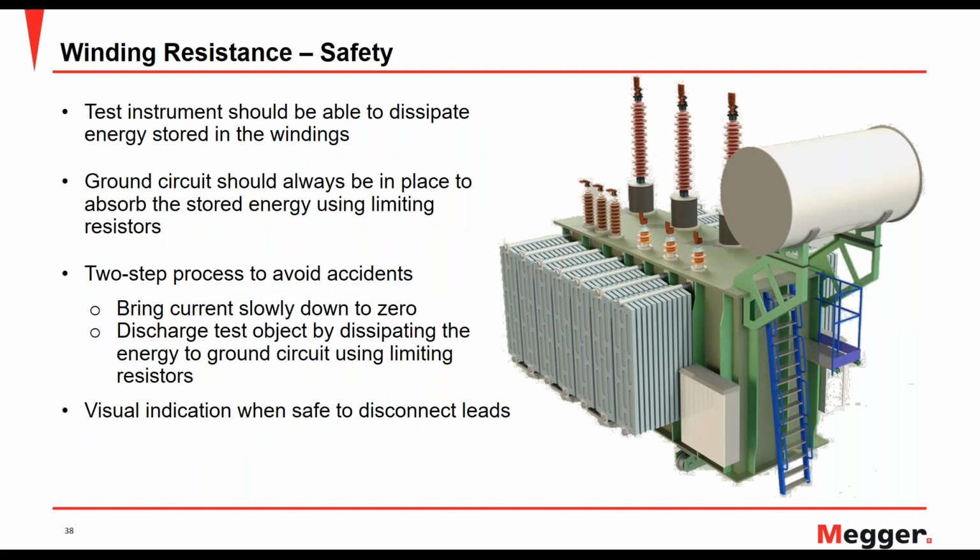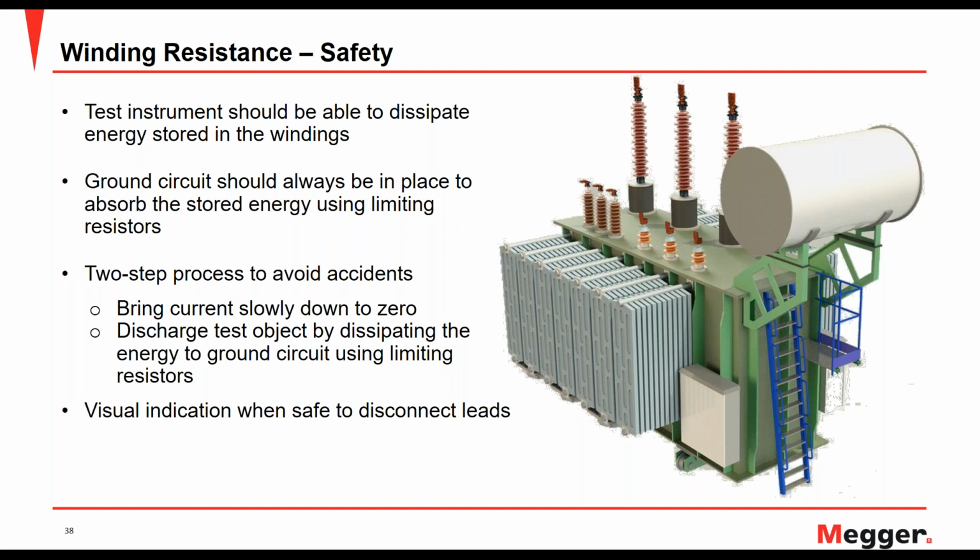So one of the key aspects of a test instrument should be that it is able to dissipate that stored energy in the winding. So you should have ground circuits in place to absorb that stored energy using limiting resistors. Generally, a two-step process can be followed to avoid any accidents. So once the test is completed, the test current should be brought down slowly to 0.